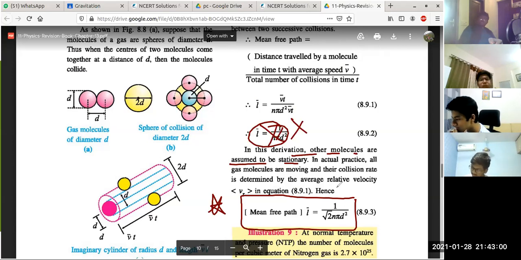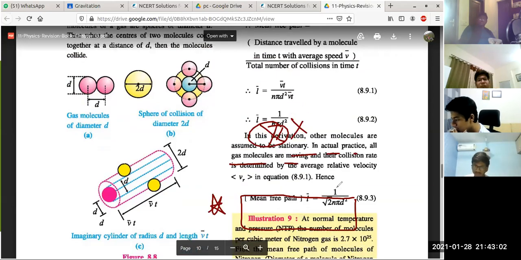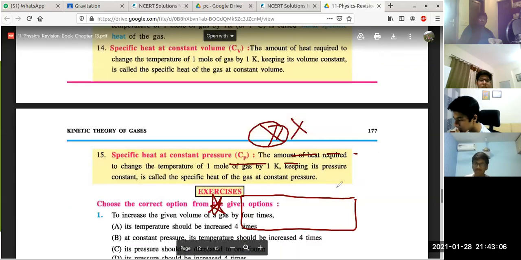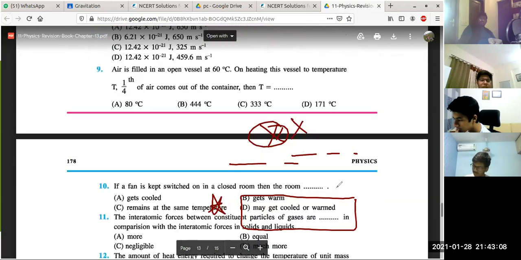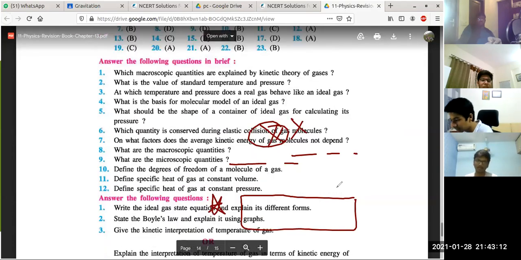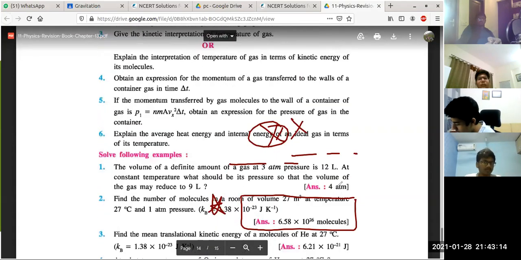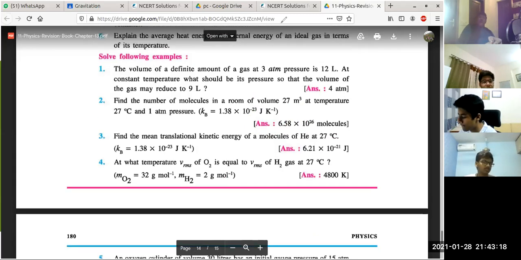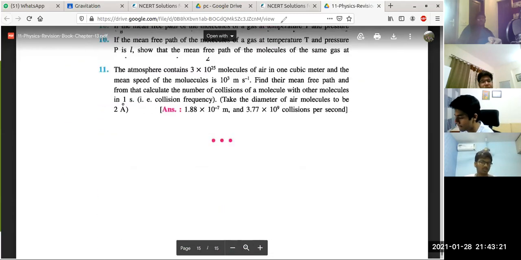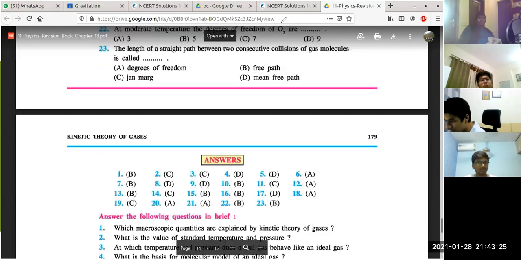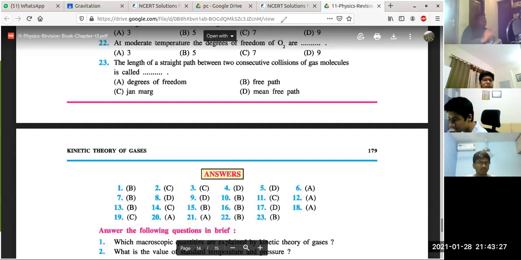I'm giving you the link. You have to solve every question of this. All the objectives and the numericals. So how many numericals are there? 11 numericals. And how many objectives? 23 objectives. You have to send me these answers.